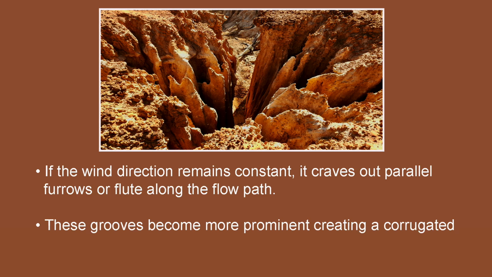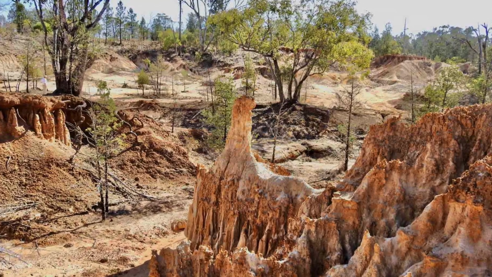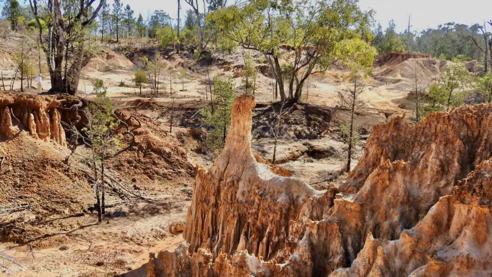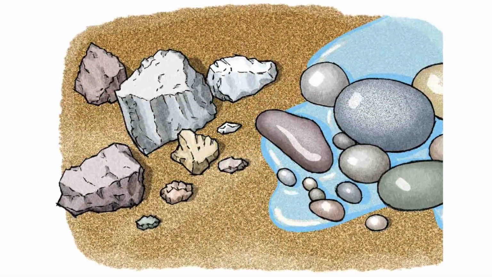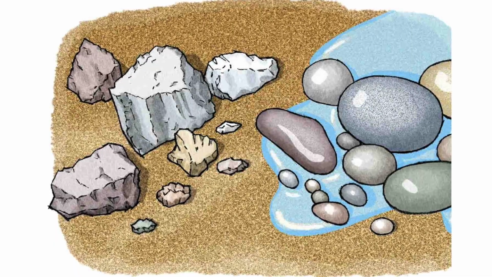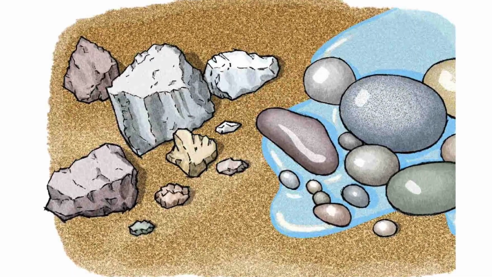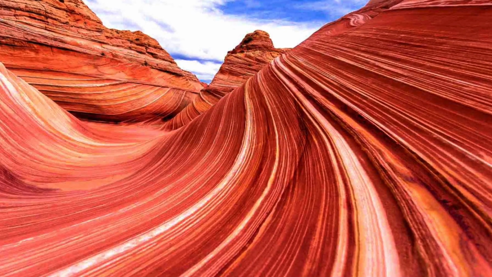These grooves become more prominent, creating a corrugated or fluted texture on the rock surface. Flutes are in alignment with the wind direction and are usually in a linear, parallel manner. They vary in length, depth and spacing depending on wind velocity, sand content and rock hardness. Fluting is more pronounced on softer rock like sandstone.